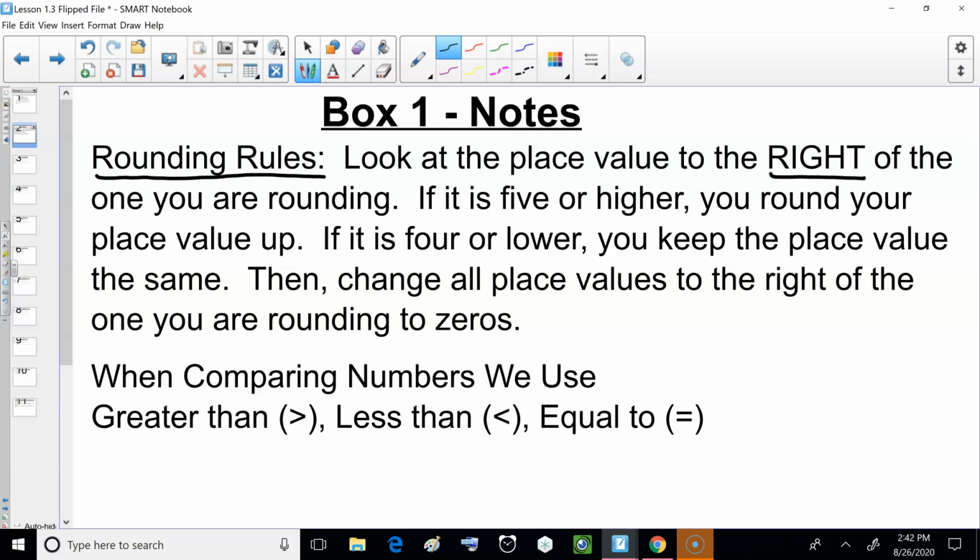We also have comparing in this section. When comparing, we use greater than, less than, and equal to. People say the greater than sign is like an alligator that's going to eat the bigger number, because the alligator is hungry and always wants more. So when we think of greater than, we think of alligators, and alligators want the bigger amount. With that, let's dive into some examples of rounding rules and comparing rules.